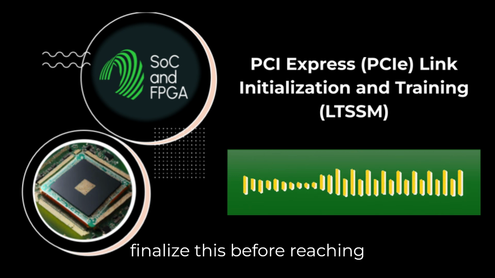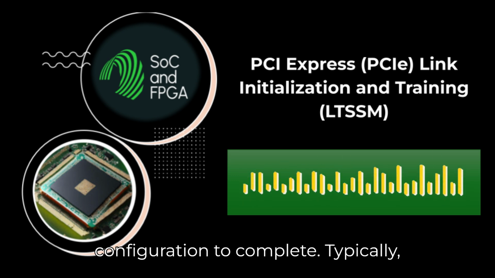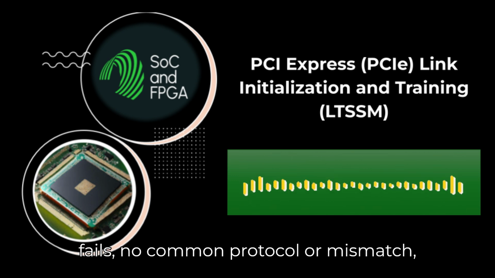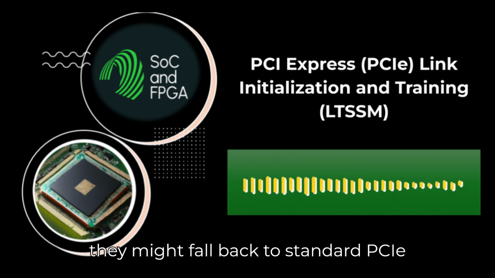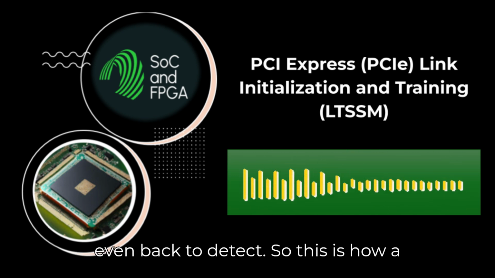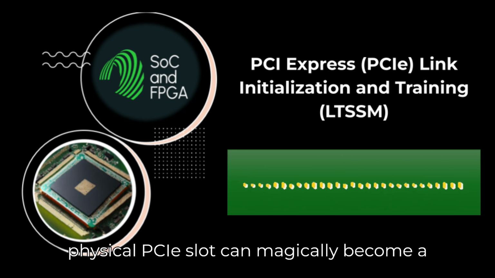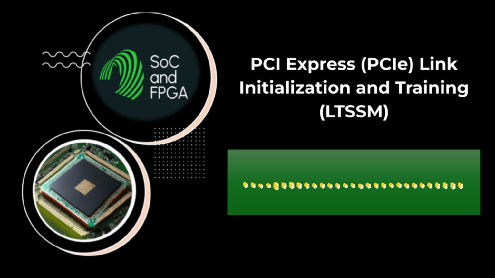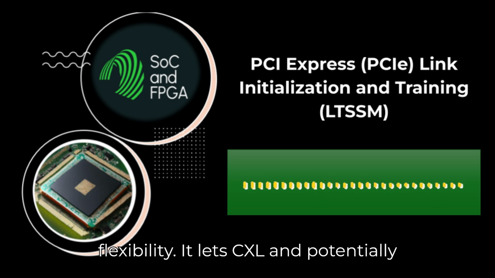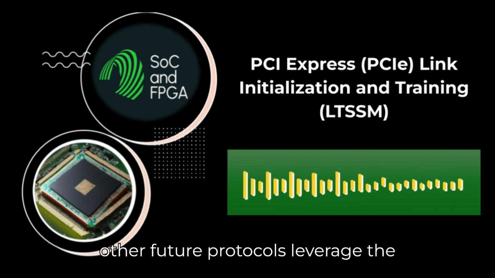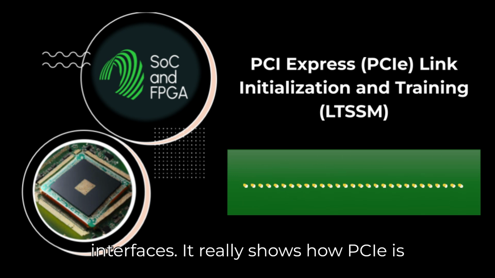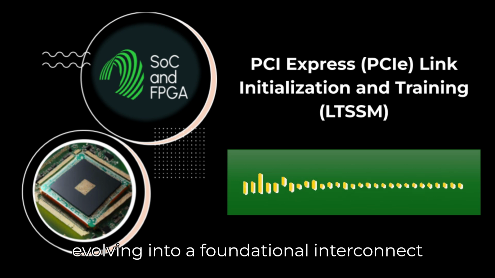And they finalize this before reaching configuration complete? Typically, yes. If APN succeeds, they might agree to operate as, say, a CXL link. If it fails, no common protocol or mismatch, they might fall back to standard PCIe operation, or in some error cases, maybe even back to detect. So this is how a physical PCIe slot can magically become a CXL connection. That's the magic, yes. APN, using modified TS packets during the configuration state, allows that flexibility. It lets CXL and potentially other future protocols leverage the existing robust PCIe PHY layer without needing entirely new physical interfaces. It really shows how PCIe is evolving into a foundational interconnect technology.